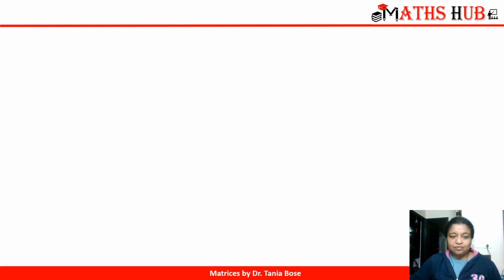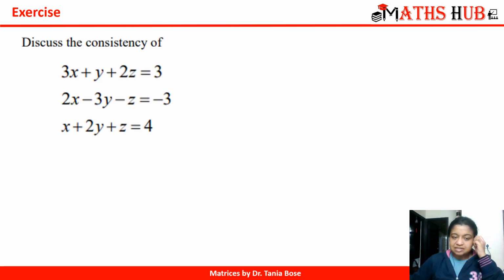So we know the condition for a unique solution or for consistency: the rank of A augmented B and the rank of A should always be equal. And to have a unique solution, the ranks must be equal to the number of unknown variables. So let us try to discuss the consistency of the system of equations.